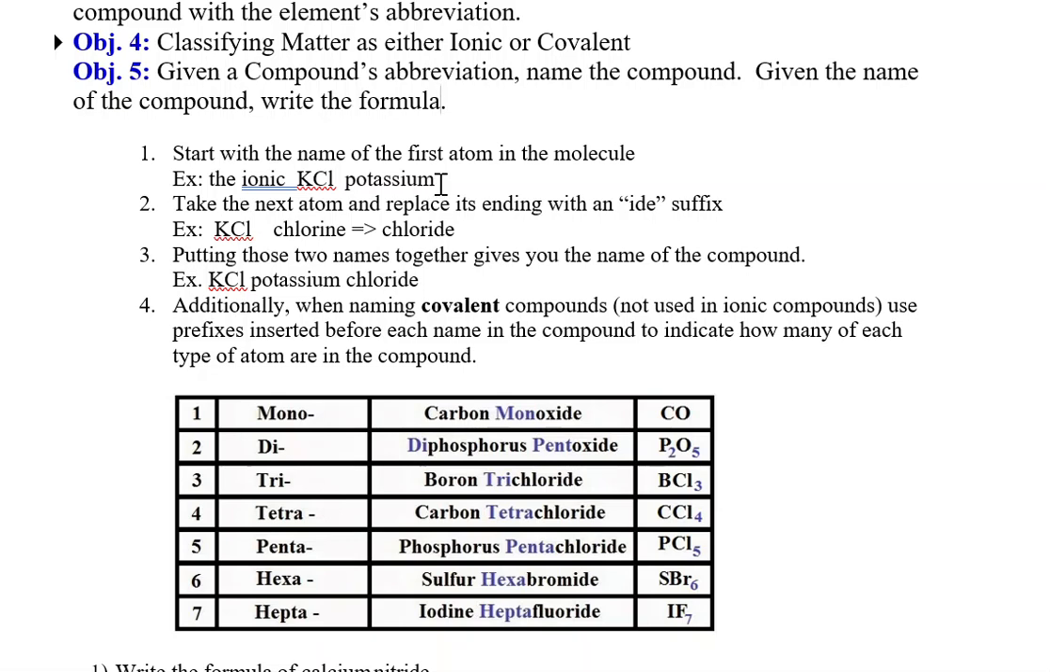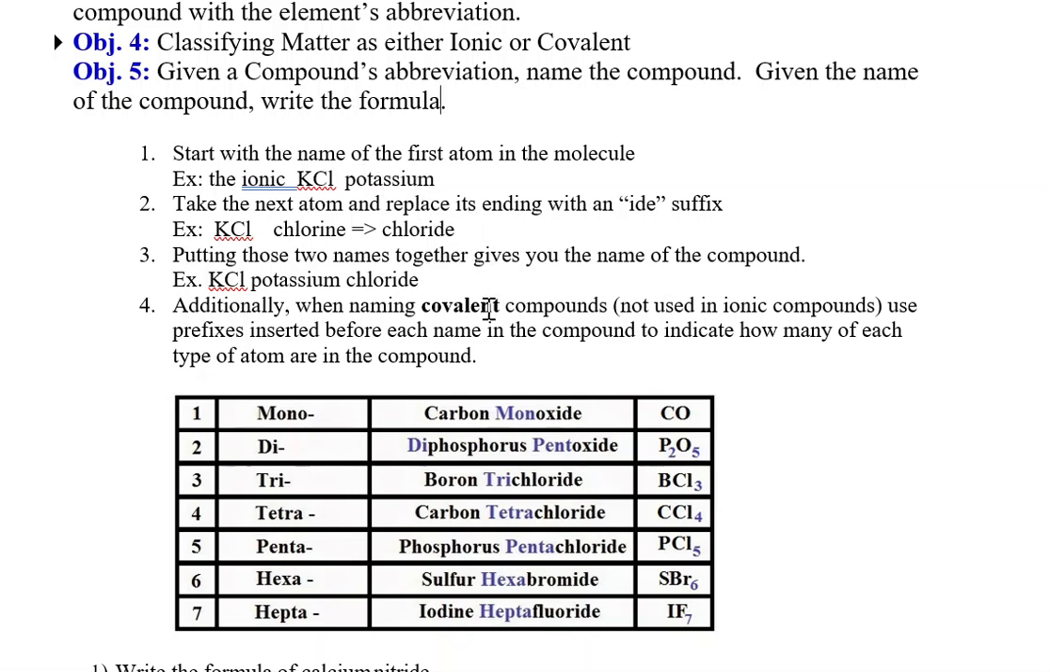Then the next one, you take the next atom. Here we have a chlorine atom. And because it's the second atom in that compound, you replace its ending. It's no longer a chlorine ending. You're going to replace it with an ide, and you're going to call that chloride. So we're going to call this compound potassium chloride, KCl, potassium chloride. That's how we will name a lot of simple compounds.